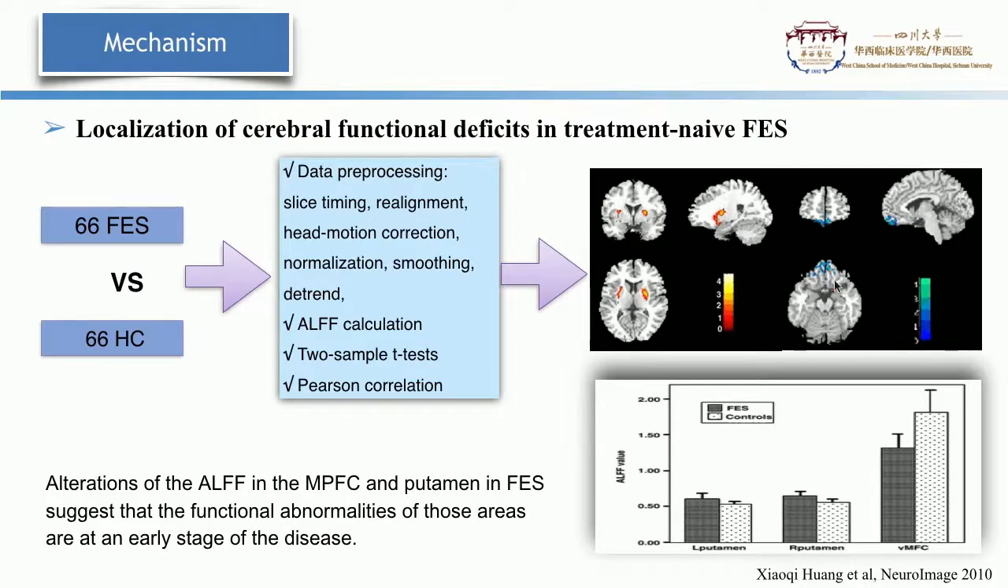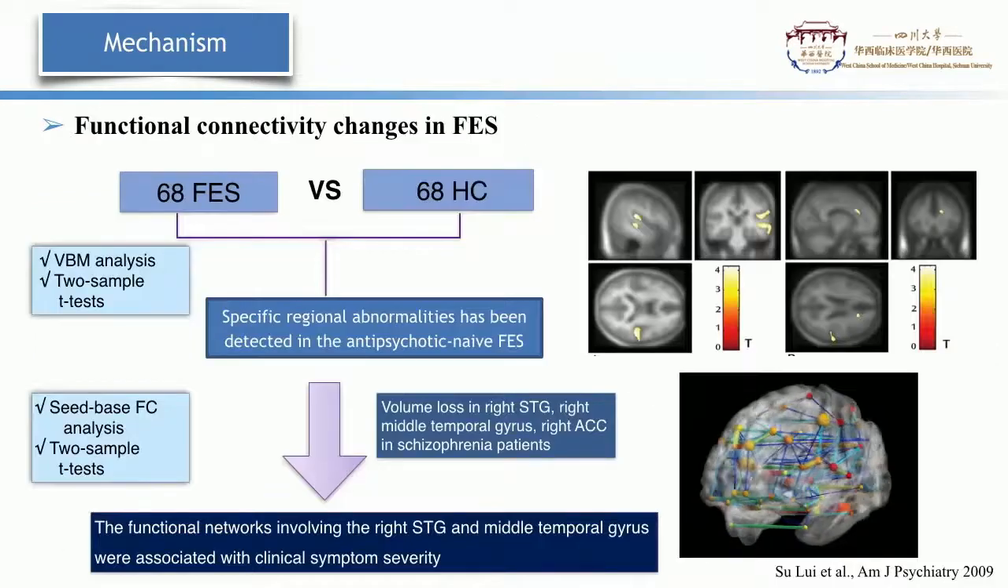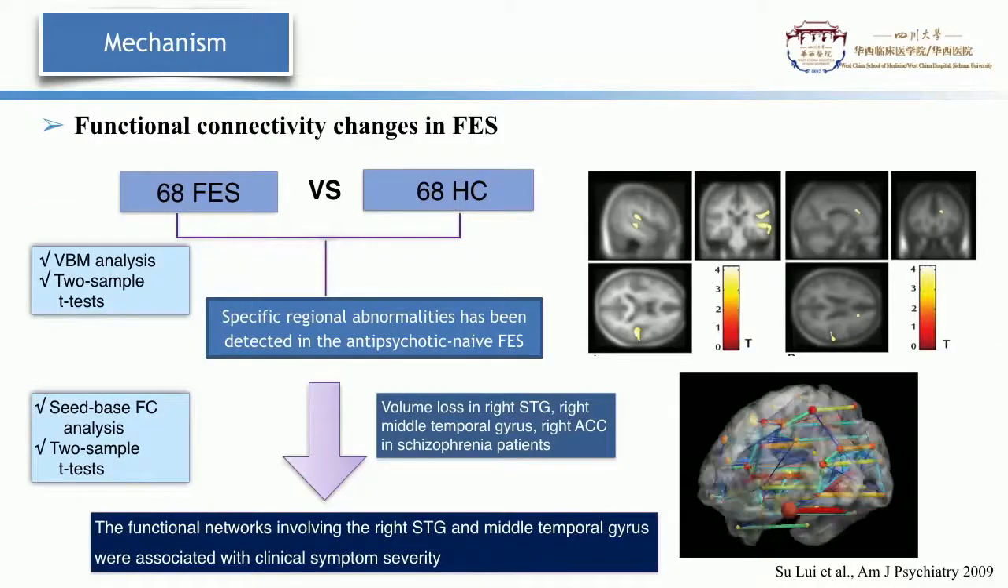What we mainly found is a decrease of ALFF in the MPFC region and an increase of ALFF in the subcortical regions. Bear this in mind, we will talk about it later.